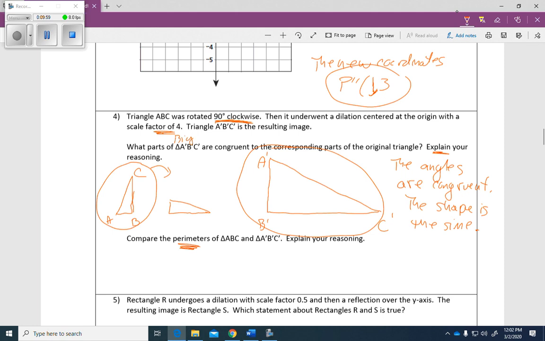So when I compare the perimeters, perimeter means add up the sides. The sides of the new one are so much bigger. It's 4 times bigger, so the perimeter is 4 times larger. And when it says explain your reasoning, it's because the sides are 4 times. Each side is 4 times longer.